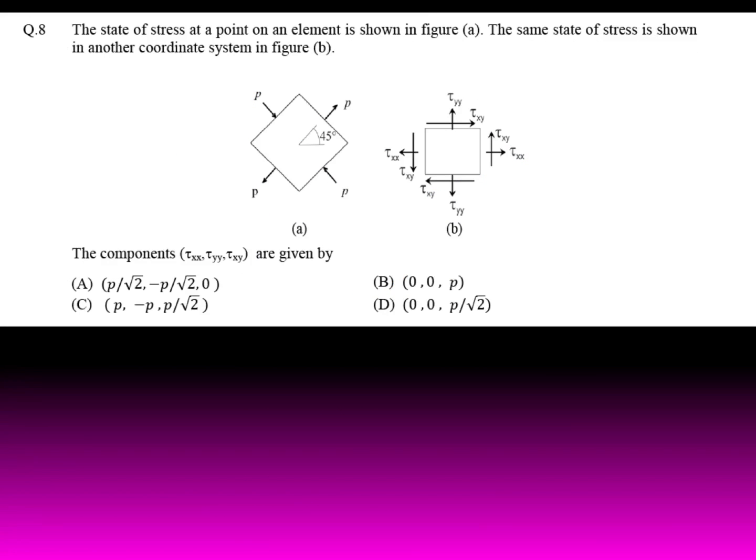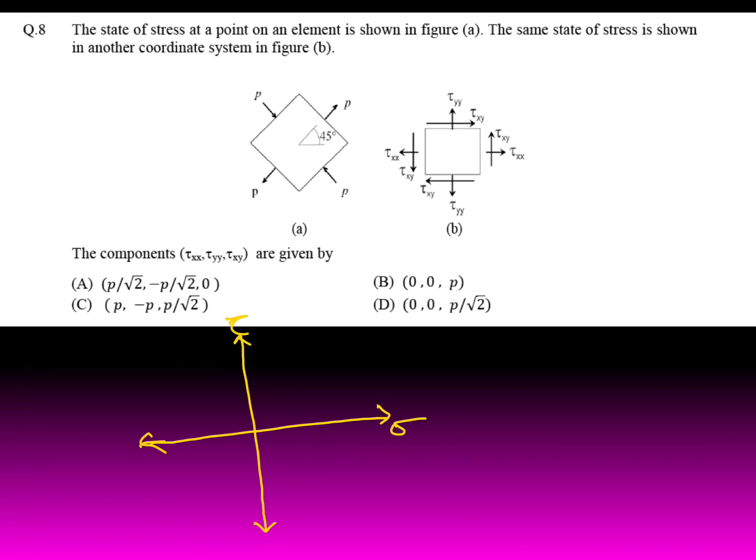The state of stress at a point on an element is shown in figure A. The same state of stress is shown in another coordinate system, figure B. The components tau xx, tau yy, tau xy are given by. So we will use Mohr's circle here. Mohr's circle, sigma axis and tau axis. Here it's P and minus P.